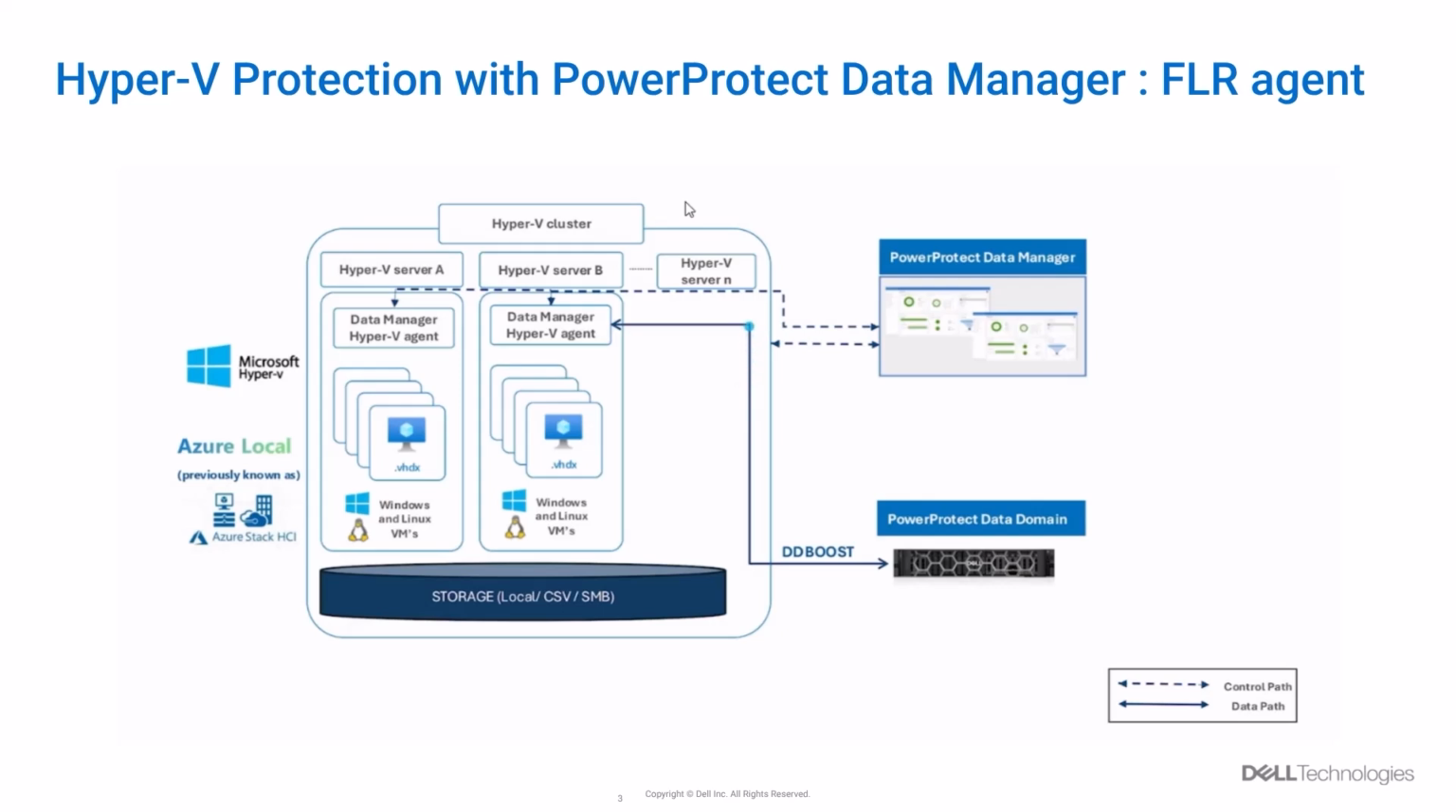From the backup copy in PowerProtect Data Domain, you can restore to a completely new VM in a Windows failover cluster, or overwrite your original VM in case of disaster. For file-level restore operations, the FLR agent is automatically deployed to the target VM. It mounts the backup image directly from Data Domain and facilitates recovery of selected files into the guest file system without requiring full VM restoration.